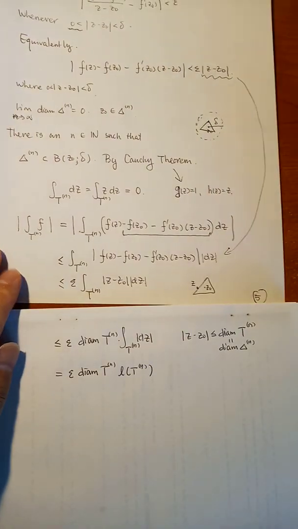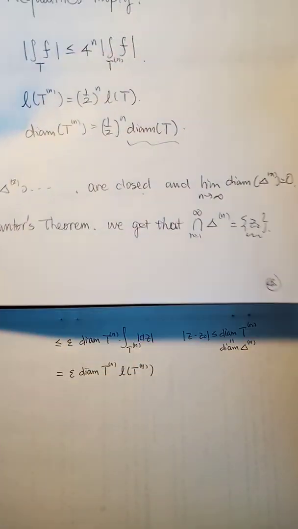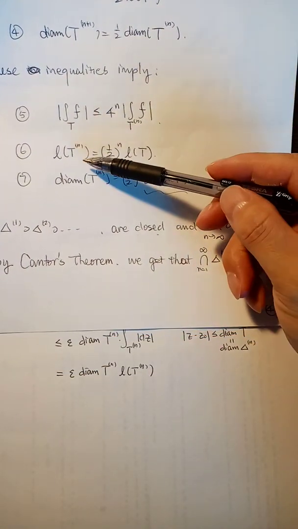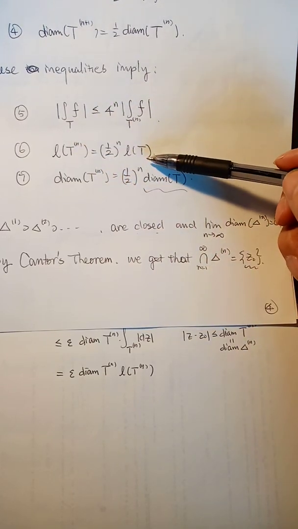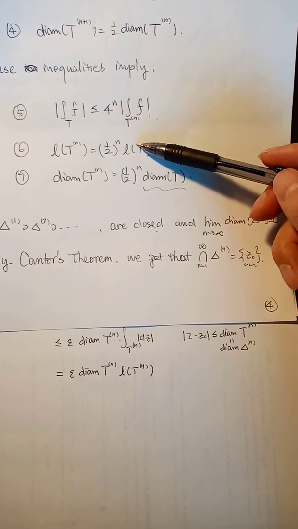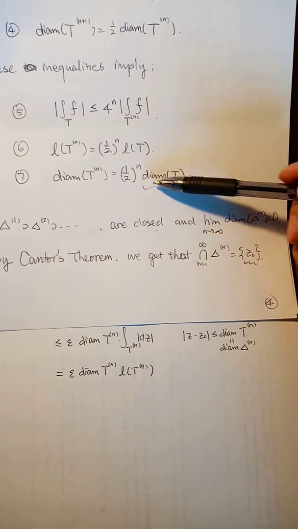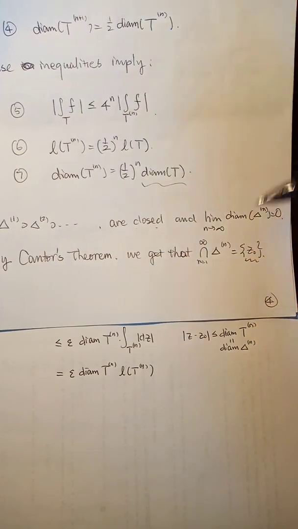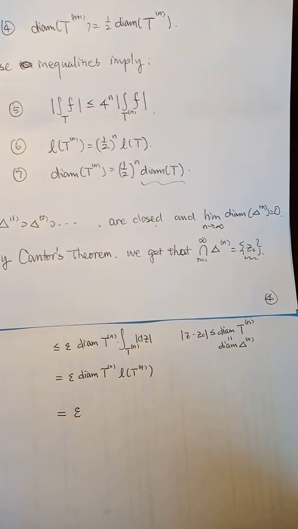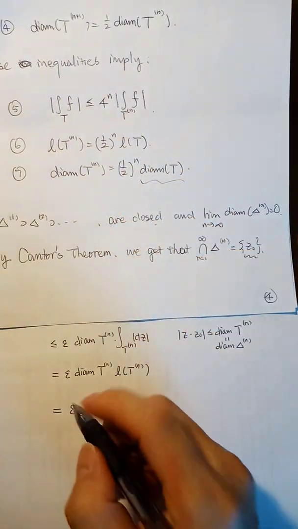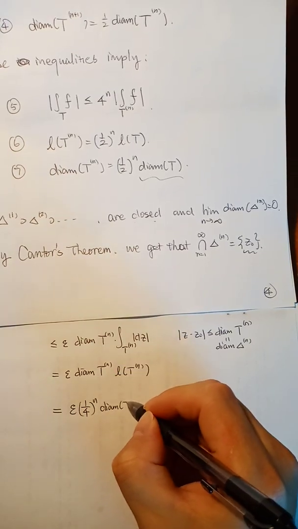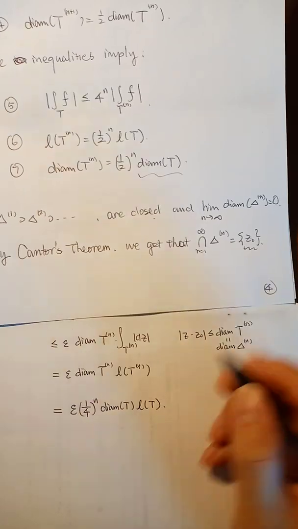Okay, let's go back. In the collection of properties part, we know that the length of Tn is equal to 1/2 to the n times the length of the original triangle, and the diameter of Tn is 1/2 to the n times the diameter of the original triangle. So we are going to apply these two properties. So it is equal to epsilon. This is equality. Again, this is equality. You have 1/2 to the n, 1/2 to the n, so you have 1/4 to the n. And then this is the diameter of T and the length of T.